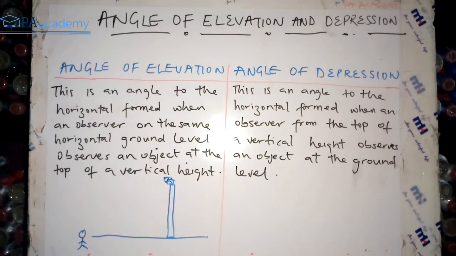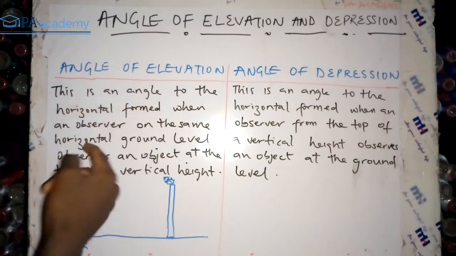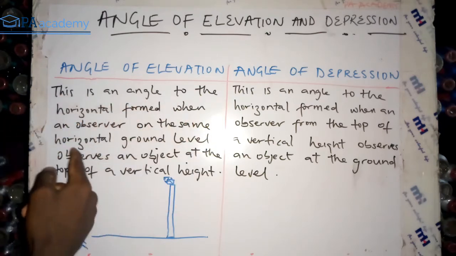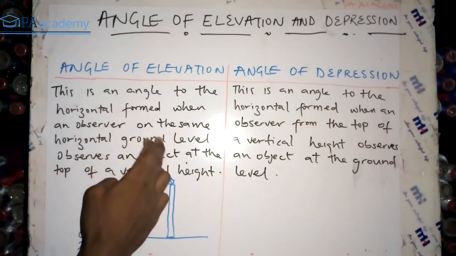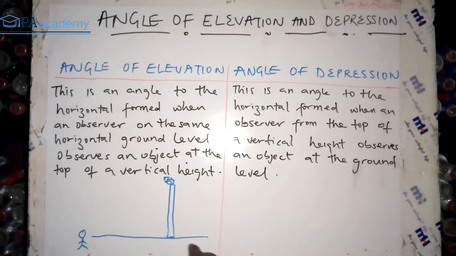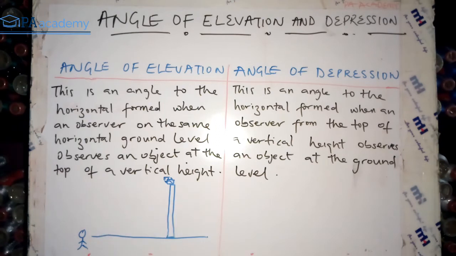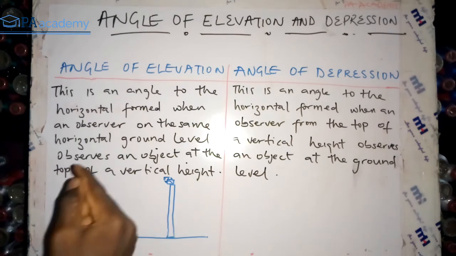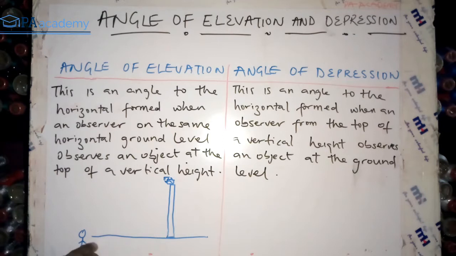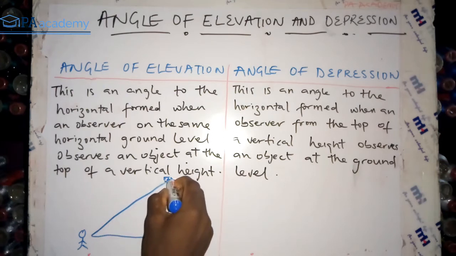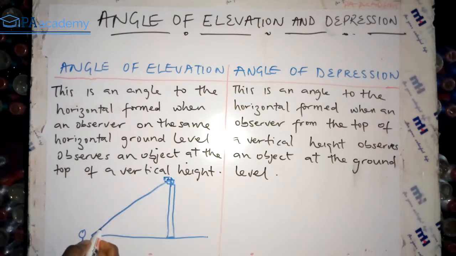So now let's look at the definition again. It said this is an angle to the horizontal formed when an observer on the same horizontal ground level observes an object at the top of a vertical height. Now this is the observer on the same horizontal ground level. So now if this observer wants to look up, that is why it's the angle of elevation, look up from this ground level to view this object at the top of this pole. Now this angle is what we call the angle of elevation. So this angle here is what we call the angle of elevation.